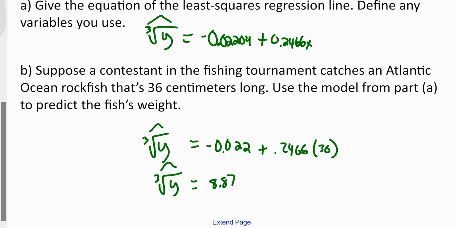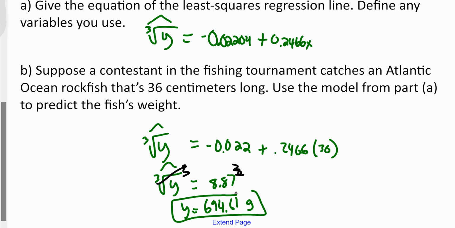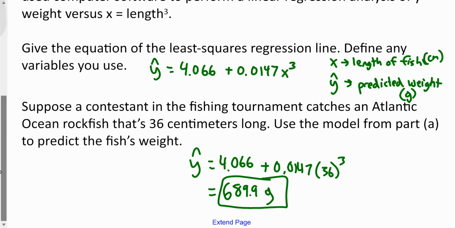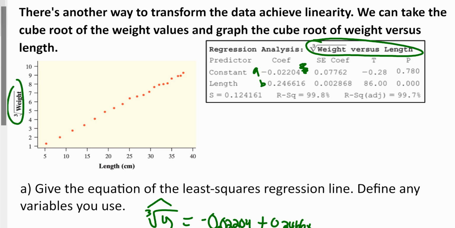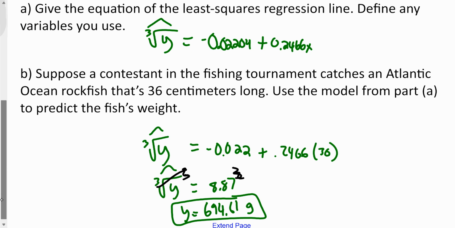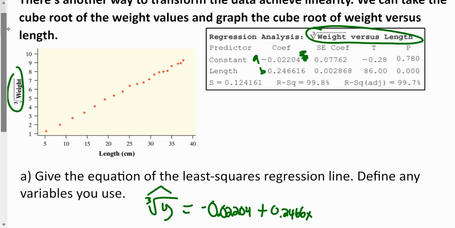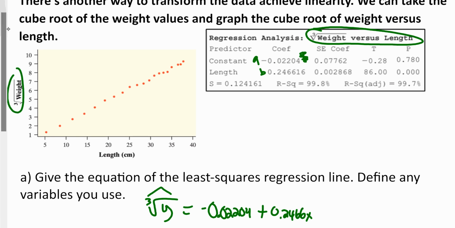And to get rid of that, you'd cube it to cancel out the cube root. Sorry, cube, not squared. And you get an answer of about 600. So I get y equals 694.61 grams. Now that is slightly different than our last answer. Our last answer was 689.9 grams. This is 694.61 grams. In the same ballpark, but there might be some slight differences depending on the model that's used.